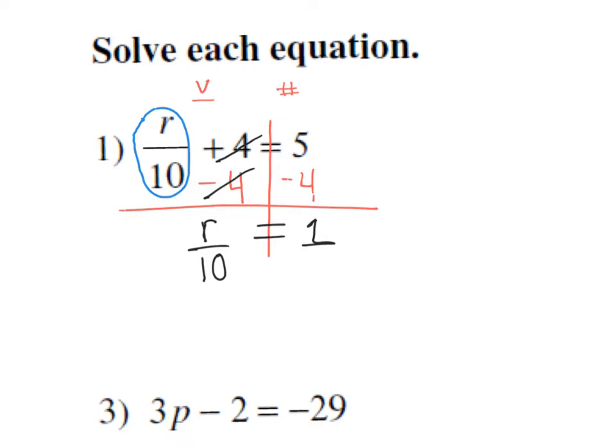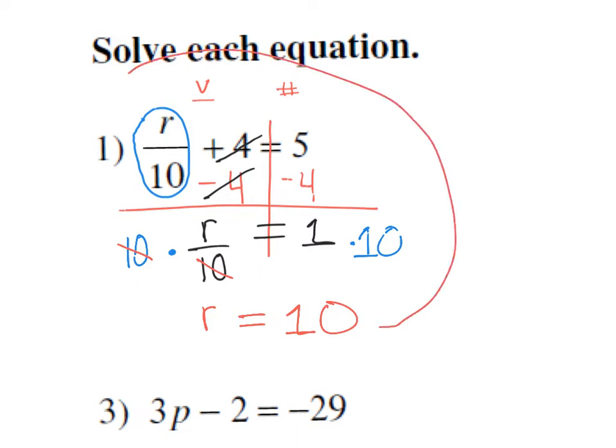Remember, when they're written like a fraction, that operation occurring between those two is division. So then I'm going to undo that division by multiplying by 10. And remember, what I do on one side, I must do to the other side of my equal sign. Therefore, now my 10's cancel and I'm left with r equals 10. 1 times 10 is 10. I can check that by plugging 10 back into my original equation, and I would just do this on my calculator. 10 divided by 10 is 1. 1 plus 4 is 5. 5 equals 5. That checks out.